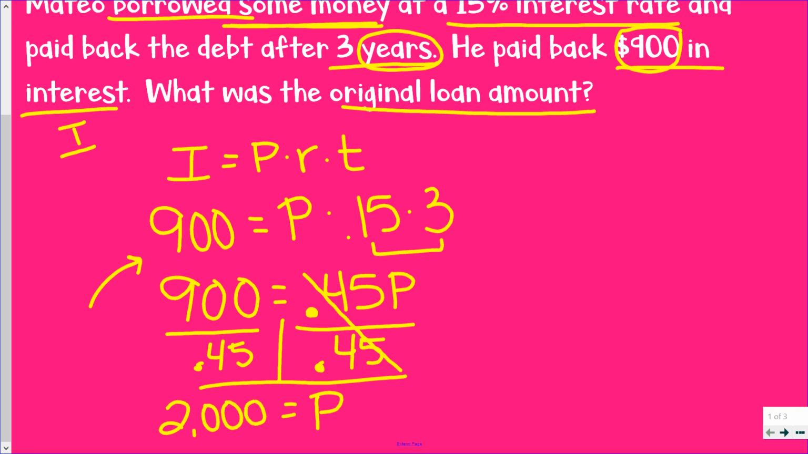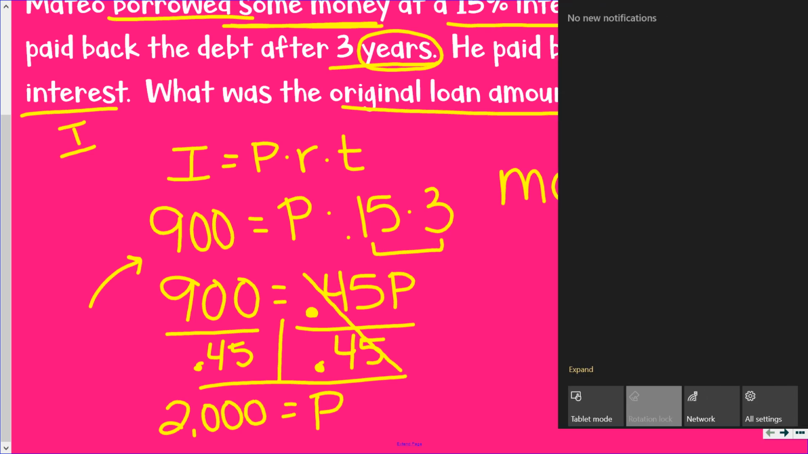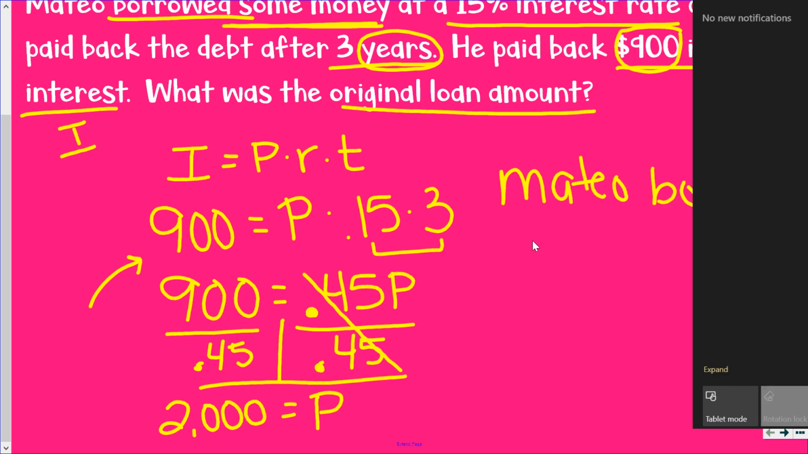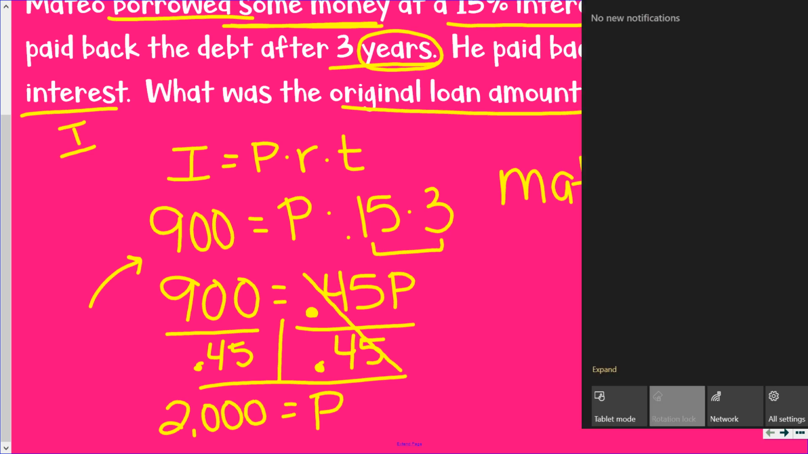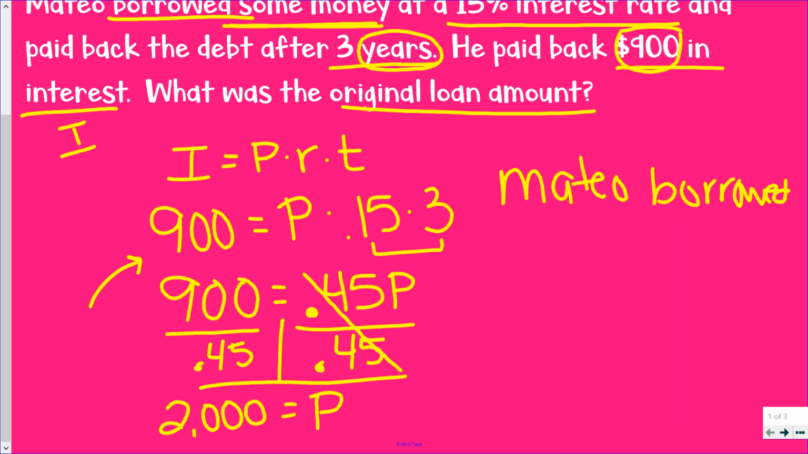So to answer the question, Mateo borrowed $2,000. All right, and that's how you find the principal.